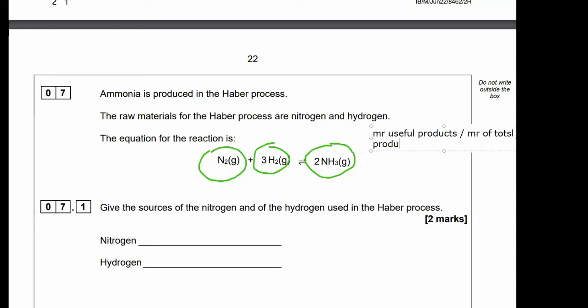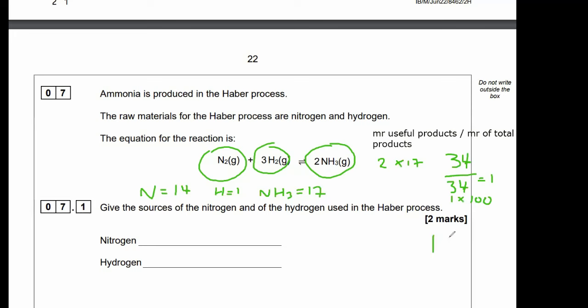And to calculate the atom economy, we do the Mr, the molecular mass of the useful products, over the Mr of the total products. And to be honest, you also take into account the coefficient. So it's not really the Mr. But you basically do 2 times 17, as that's the Mr of NH3, which is 34. And then what's the total products? Well, the useful products are 34 and the total products are 34. So it's 34 divided by 34, which is 1, times 100. We have 100% atom economy.